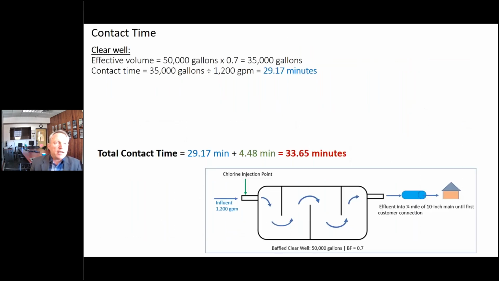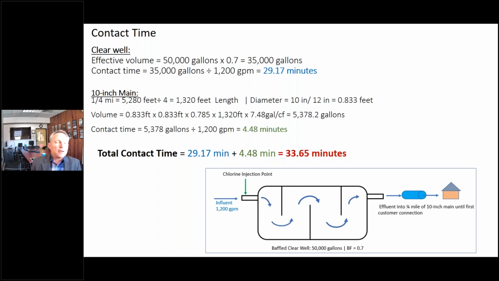So the total contact time includes the clear well. We take that 50,000 gallons and multiply it by the baffling factor of 0.7, and then we divide that by 1,200 gallons a minute. So in the clear well, we have 29.17 effective minutes for our effective contact time, 29.17 minutes. In our main, we get another 4.48 minutes.